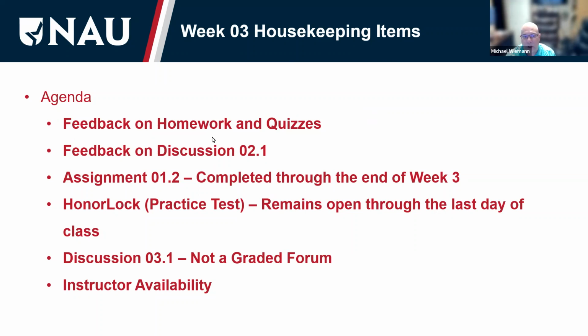We'll talk about feedback on the homework and quizzes. That's going to be basically the same thing as what we said the first 2 weeks. We'll talk about feedback on discussion 2.1, what's involved, what you need to look at in terms of the feedback, etc. Assignment 1.2, that is the Math Resource Center quiz. That needs to be completed by the end of this week, week 3. We'll touch base on the analog practice test. It's still open through the rest of the course. If you haven't tackled that, I strongly encourage you to take a look at that. It is relatively an easy 5 points to get out of the way.